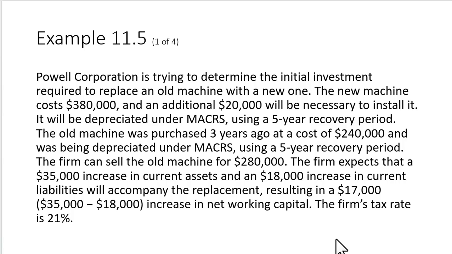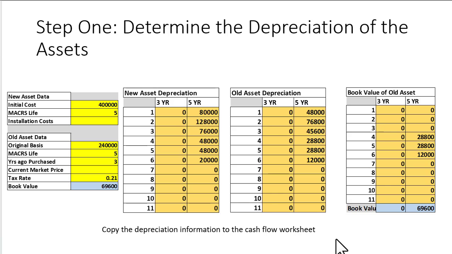Now the company expects current assets to increase by $35,000 and current liabilities to increase by $18,000. So we're obviously going to have a change in net working capital. And of course, we have our corporate tax rate at 21%. So let's see how we can start this. The first thing we need to do is to take a look at the depreciation of the assets.